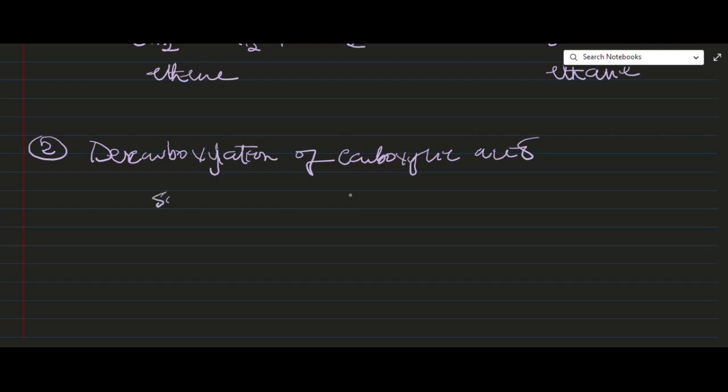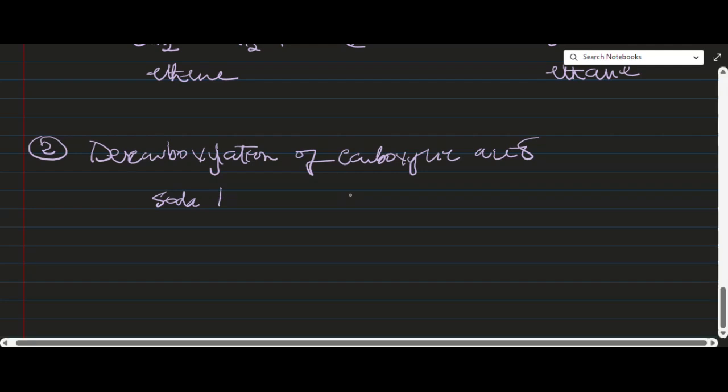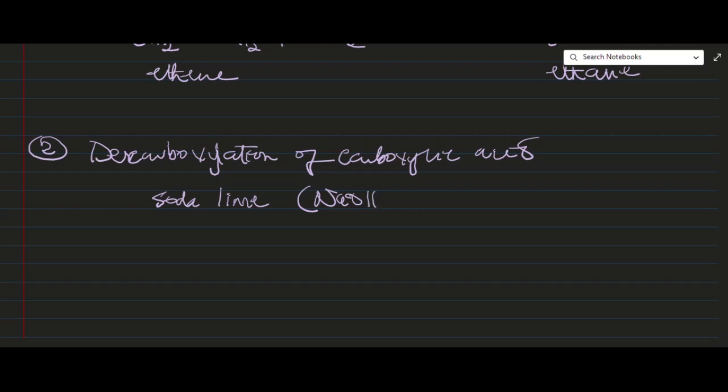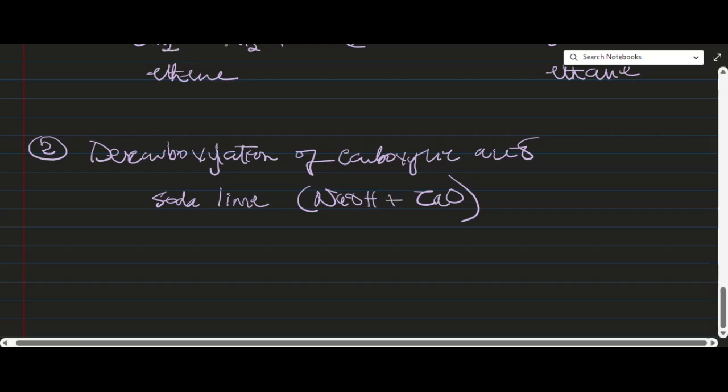So when we say soda lime, soda lime is a mixture. It's a mixture of sodium hydroxide and calcium oxide. So this is soda lime. I can say NaOH plus CaO. It's the same thing. So let's see how we achieve this.